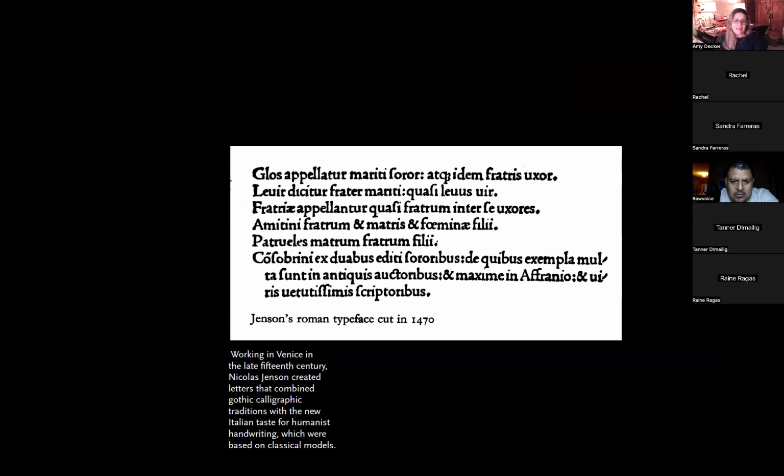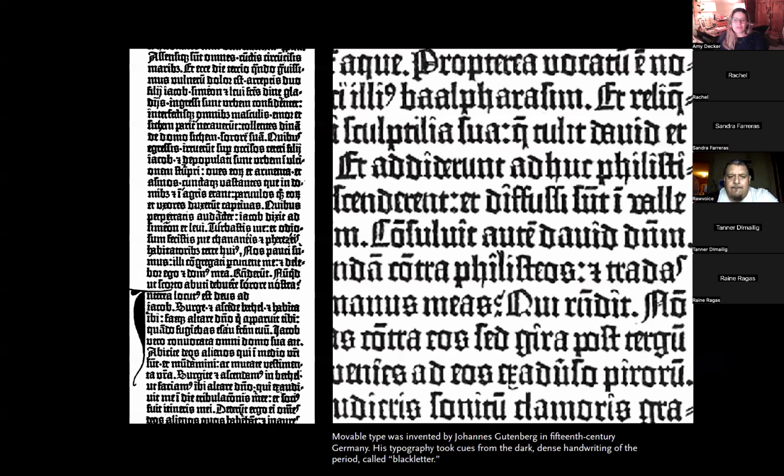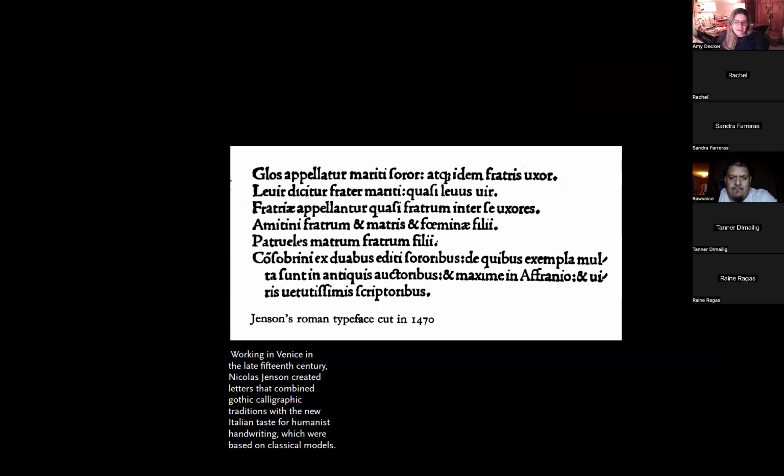Humanist type. Working in Venice, the Italians rejected those Gothic scripts. They were looking at what Johann was doing here and were like, no, we can do better. So they wanted it to be more humanistic. They combined Gothic calligraphy with handwriting. They wanted it to feel more like you would draw it. They didn't want it to feel so dense and difficult to read. So they looked at a more open typeface, something a little easier to read. You can see how much more legible this was in 1490.